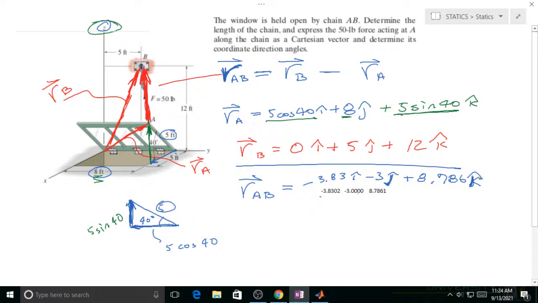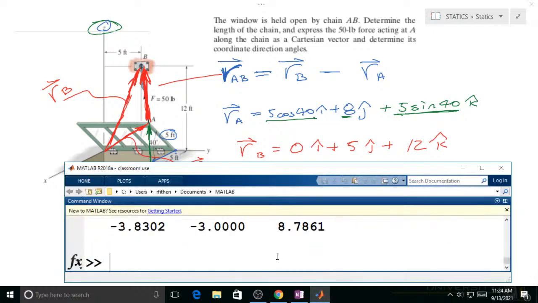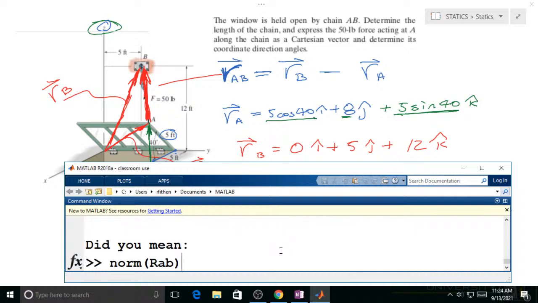Now, he wants to know the length of that chain. Of course, the length of the chain is the norm of RAB, which is always written as the square root of 3.83 squared plus 3 squared plus 8.78 squared. It's each of the components squared. But luckily in MATLAB, I called it RAB, so I can just type in norm RAB. Yes, that's what I meant. There's an intelligence in MATLAB.